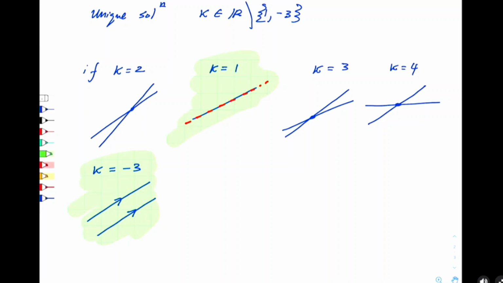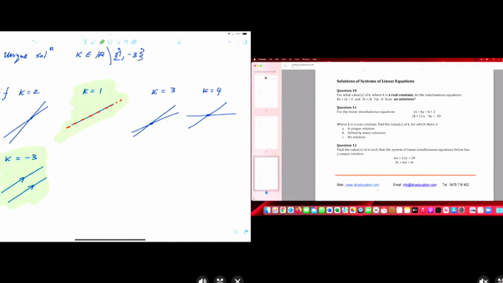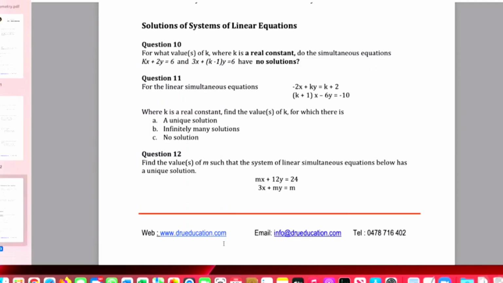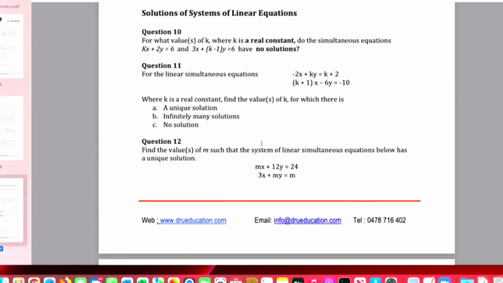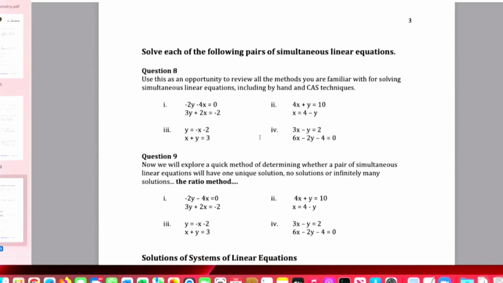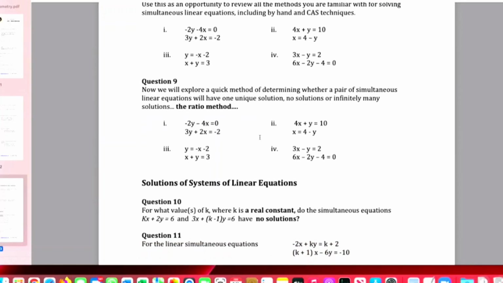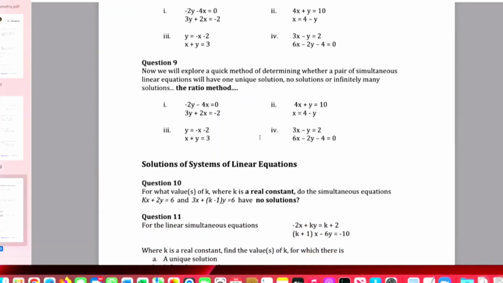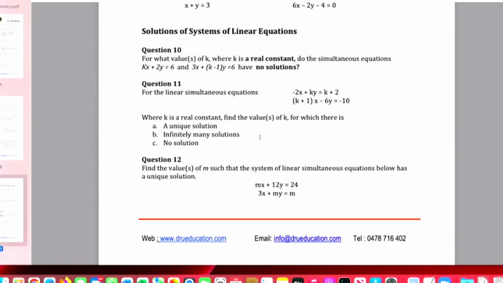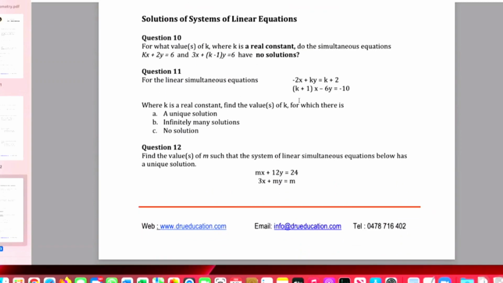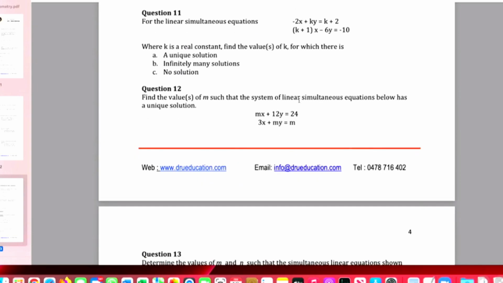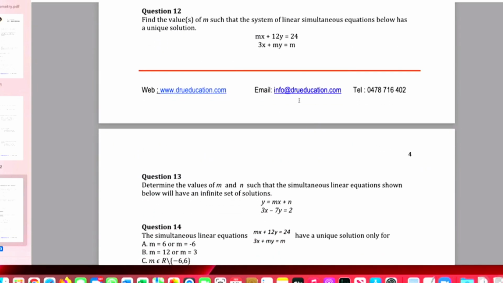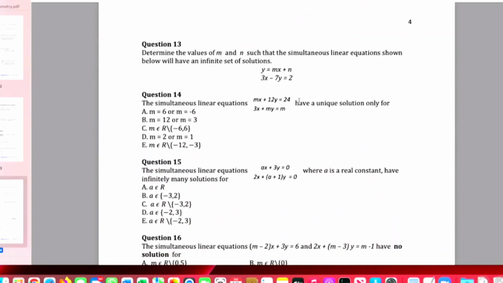Now, to practice this, I'm going to give you an assignment. I'm going to send it to you this week. Here you can see very basic things, for revision purposes. We have already discussed these things. Now you can see question number 10, very similar, exam type questions, 11 exam type, 12 exam type, 13, 14.